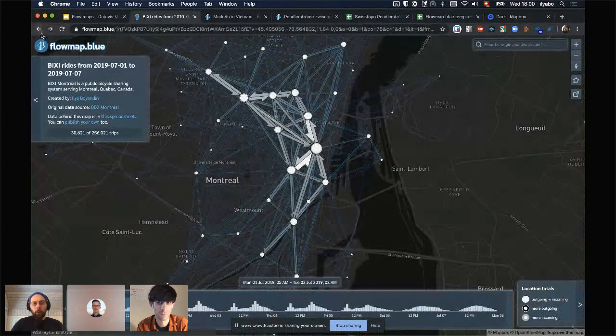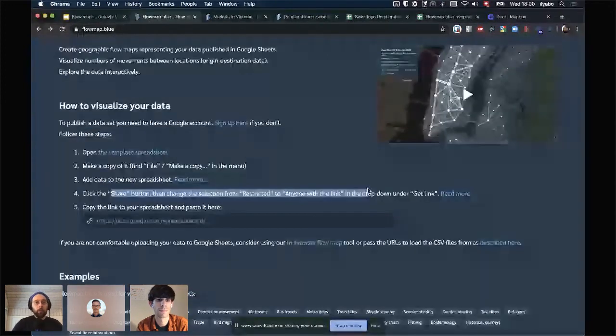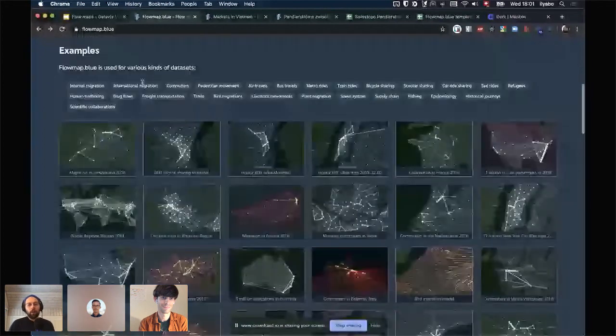Because currently for Flowmap Blue, you have to share your spreadsheet so that anyone with the link can view. It's effectively private as long as you don't share the link, but I think many companies will not be comfortable with that. And yeah, so enabling larger data sets with a database, and also adding some attribute support so that you could filter the flows by some attributes like mode of transport or whatever is in the dataset. Cool, thank you very much.